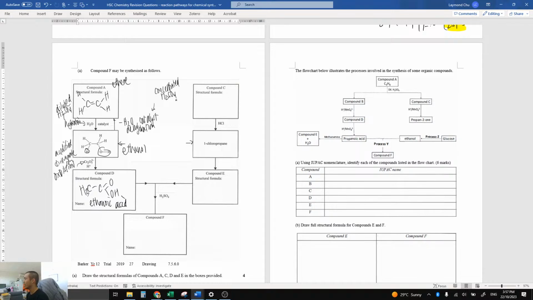All right. We can start on the right hand side now. 1-chloropropane. I've added HCl to compound C to give me 1-chloropropane. So 1-chloropropane looks like this. 1-chloro.